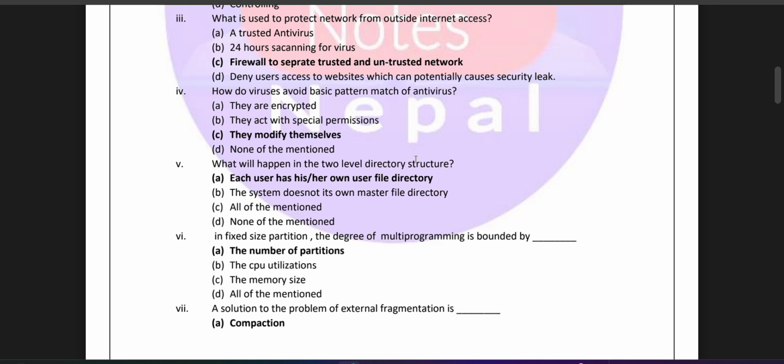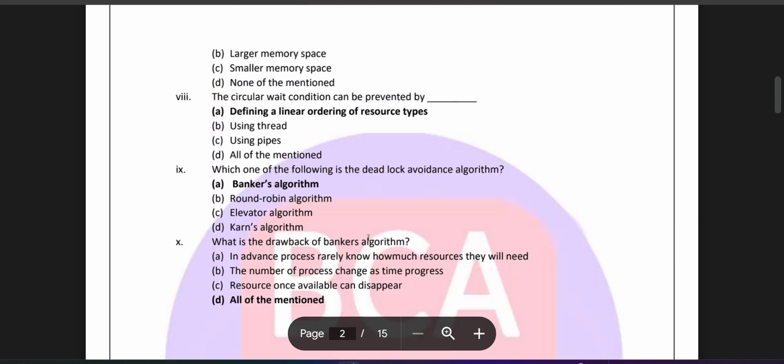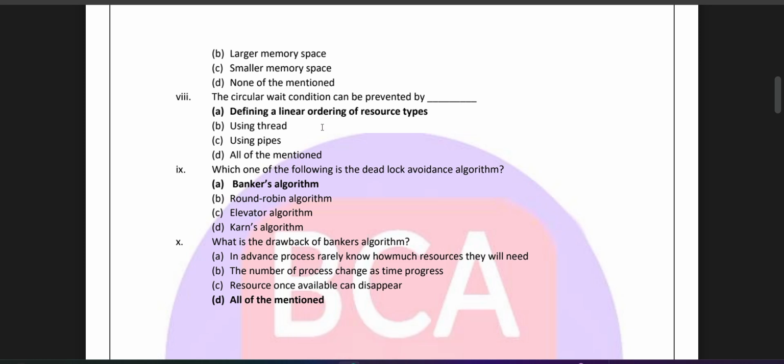What will happen in the two level directory structure? Each user has their own file directory. In maximum size partition, the degree of multi-programming is bounded by the number of partitions. The solution to the problem of external fragmentation is compaction, and the circular wait condition can be prevented by defining a linear ordering of resource types. Which of the following is the deadlock avoidance algorithm? Banker's algorithm.